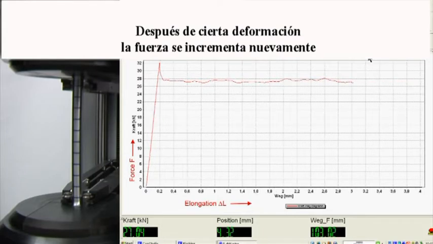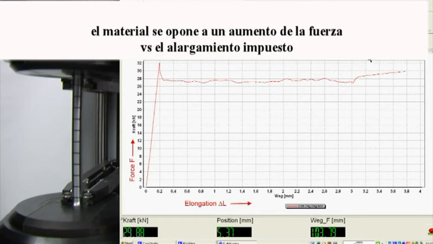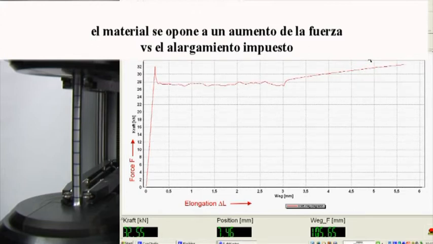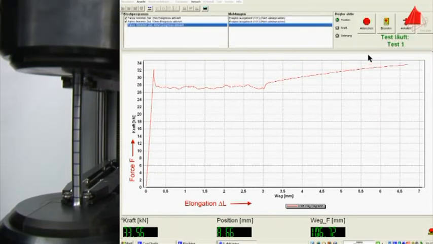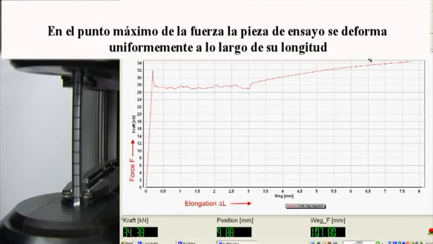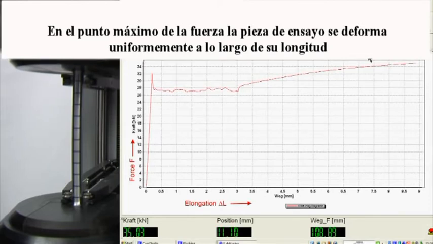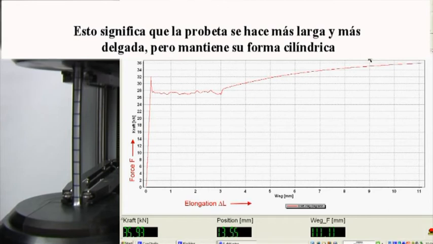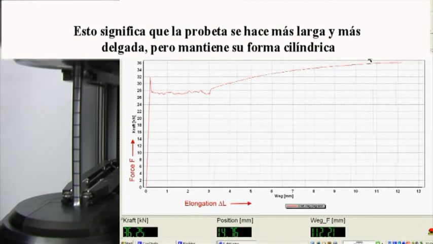After a certain strain, known as the Lüders strain, the force increases again. The material opposes an increasing force against the imposed elongation. It strain hardens. Up to the point of maximum force, the test piece is strained uniformly along its length. This means that the test piece gets longer and thinner but keeps a cylindrical shape.